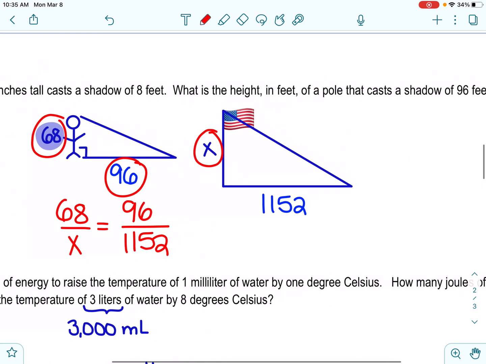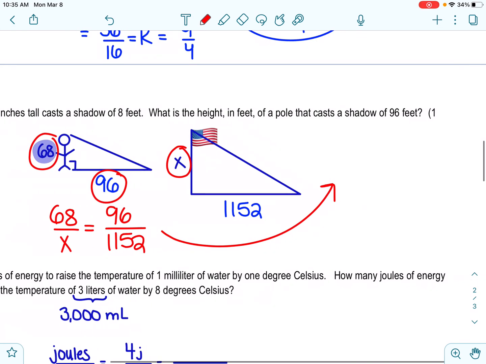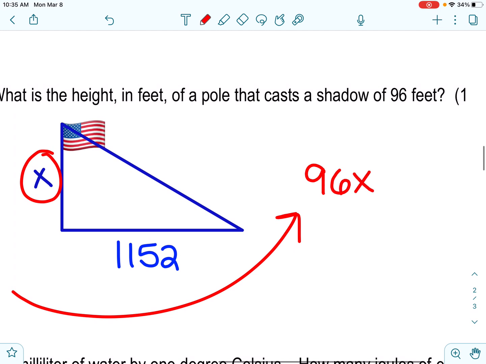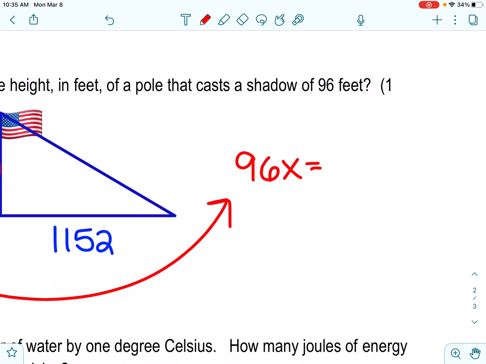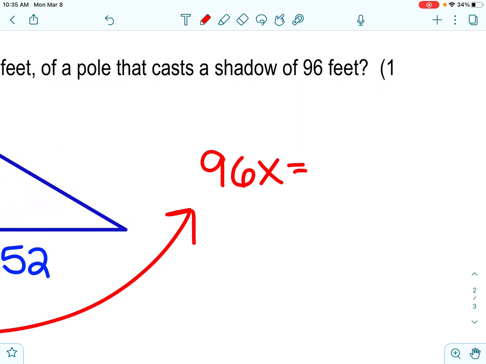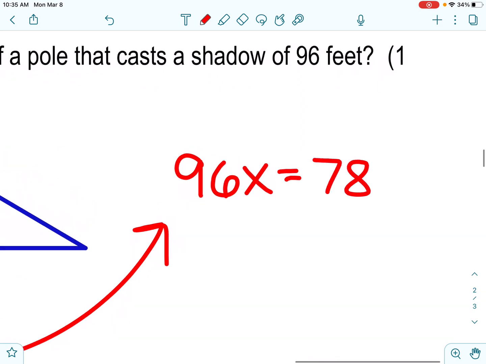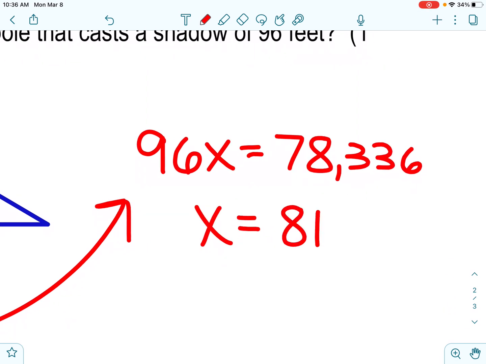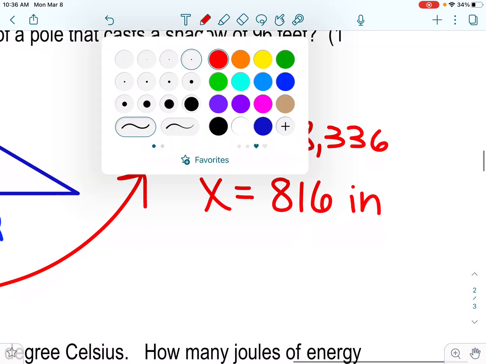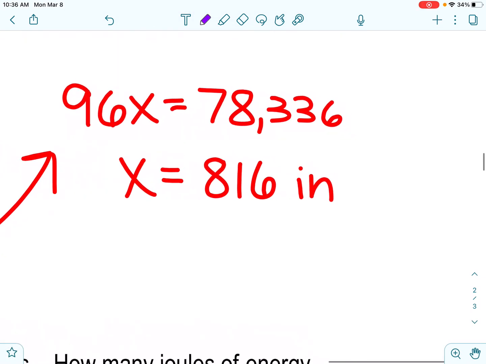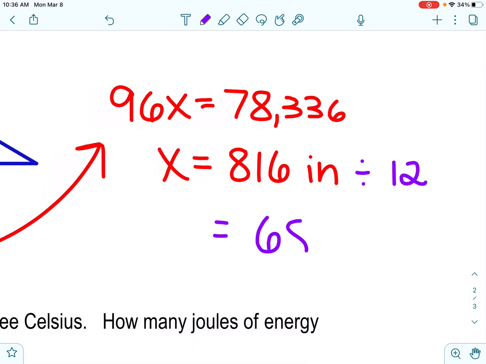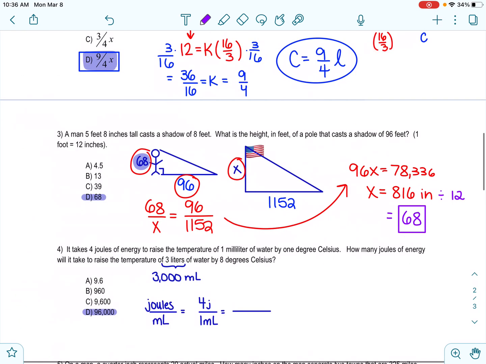Cross multiply. I'll do the work over here. We get 96x equals, when I multiply 68 times 1,152, I get 78,336, and divide both sides by 96, and you get 816 inches, but this is asking for you to convert back to feet. I think it might have been easier to have everything in feet, including a decimal, but either way, it really doesn't matter, as long as you convert back to feet at some point. So that's where we get that answer of 68.